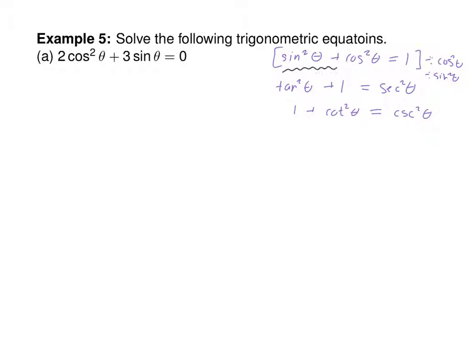Since sine squared plus cosine squared theta equals 1, it lets you change sine squareds into cosine squareds and cosine squareds into sine squareds, right? So we need to change the cosine squared theta into something else, and it's going to be 1 minus sine squared theta. So you've got 2 times 1 minus sine squared theta plus 3 sine of theta equals 0.